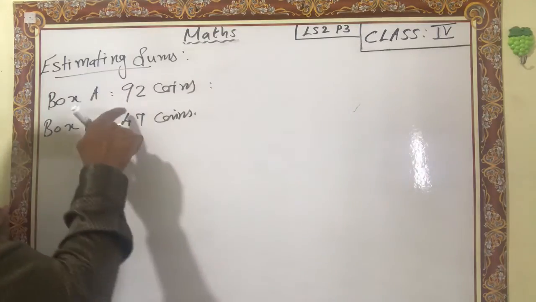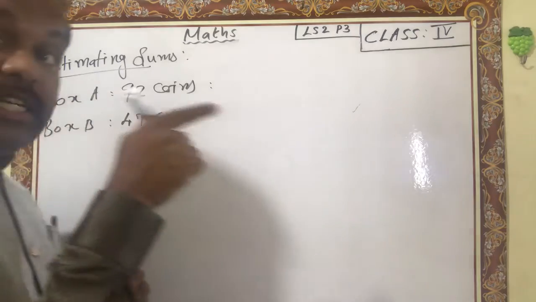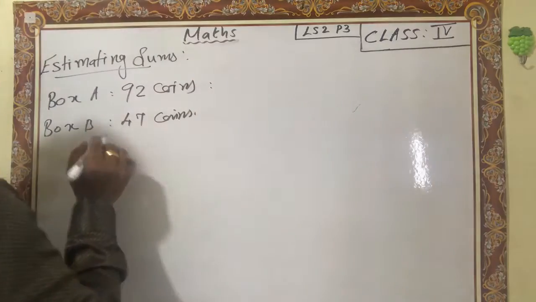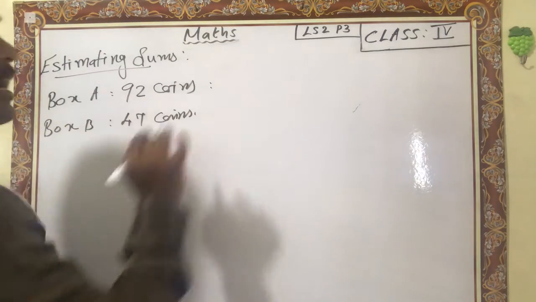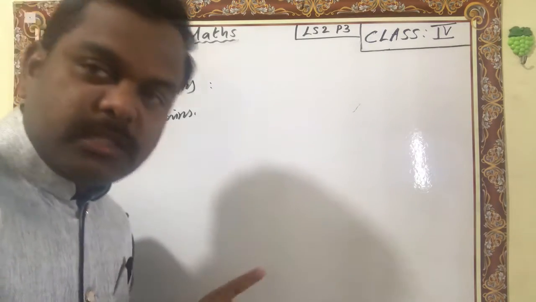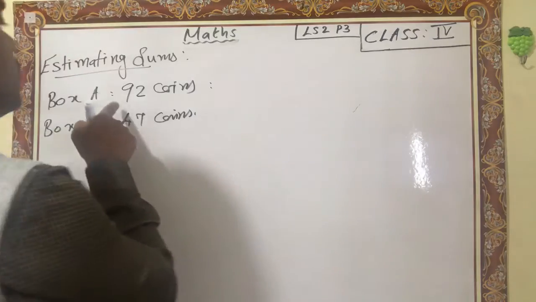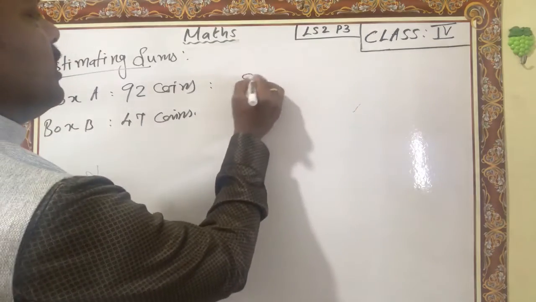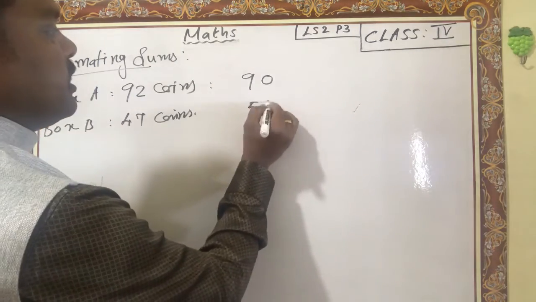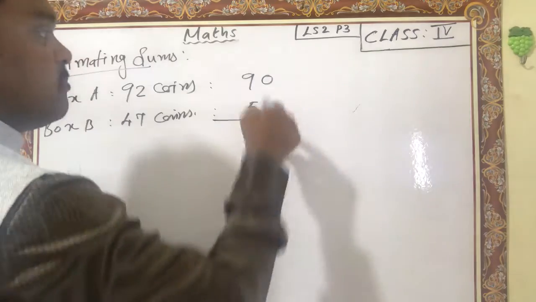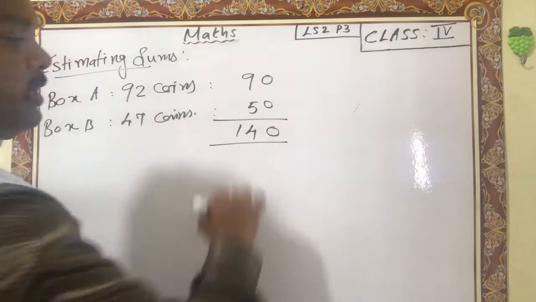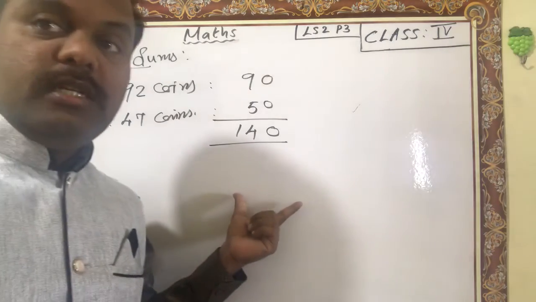Just round 92 to the nearest 10. This is 92, the nearest 10 is 90. No need to explain how to find the nearest 10, I already explained in the previous class. So 92 coins, nearest 10 is 90. 47 coins, nearest 10 is 50. Add 0. 9 plus 5, 14. 140. This is the estimating sum.